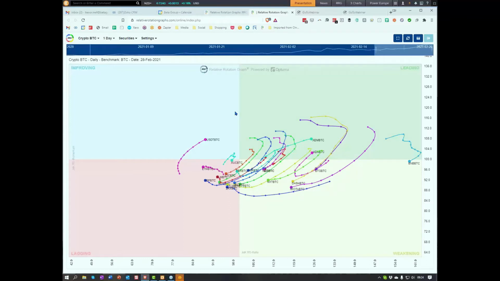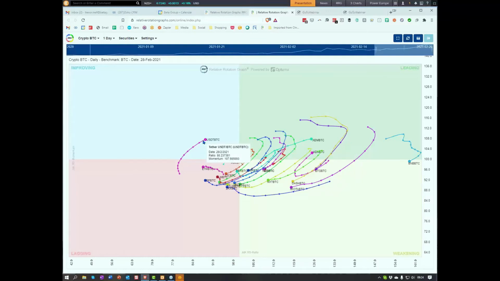But there is a secondary message, which is the vertical axis up here. We have a horizontal line at 100 here. What that measures is positive momentum. So the highest here is NEM, XEM, and it's also outperforming. So it's outperforming with positive relative momentum. It's going up and getting stronger on a relative basis, relative to Bitcoin.